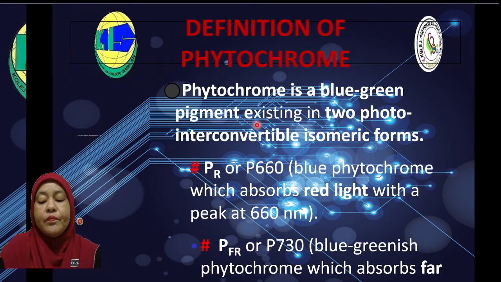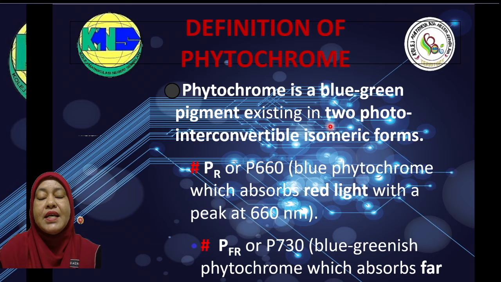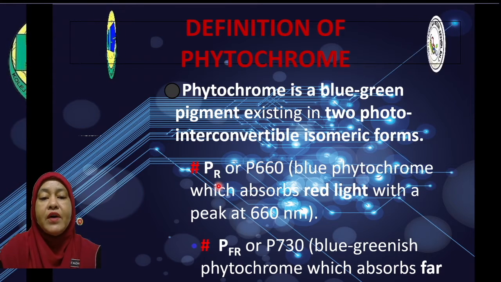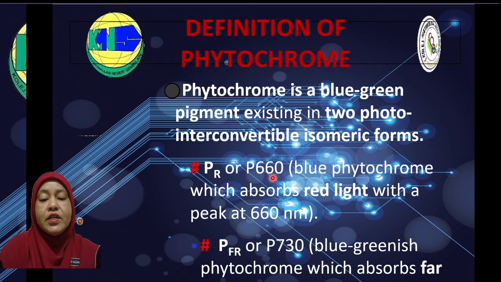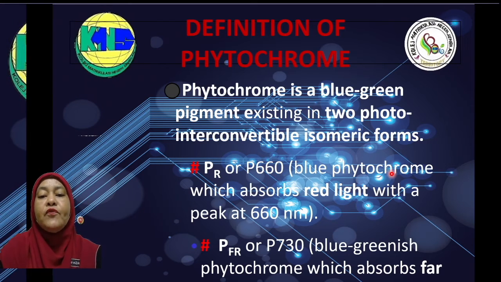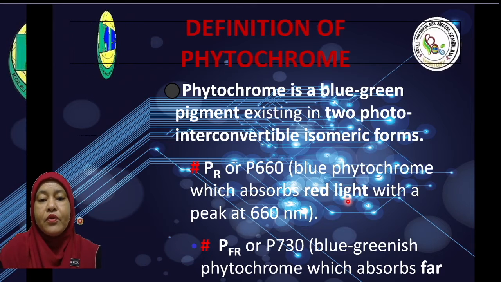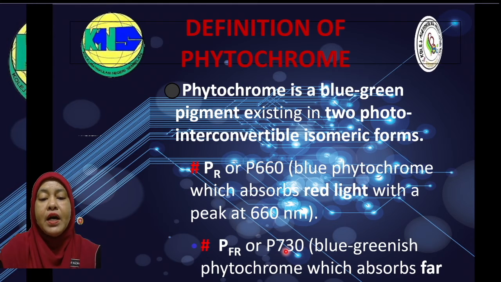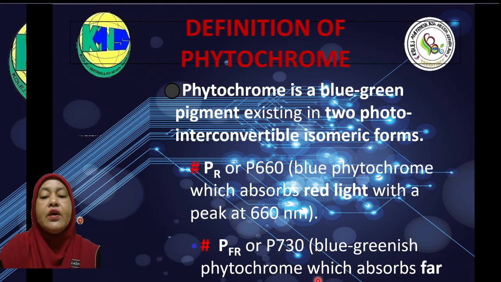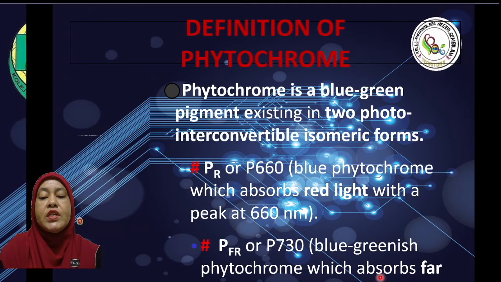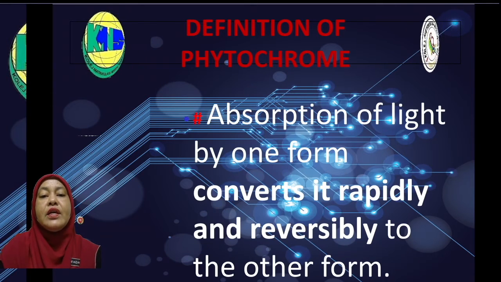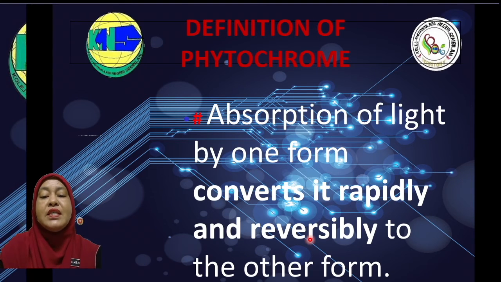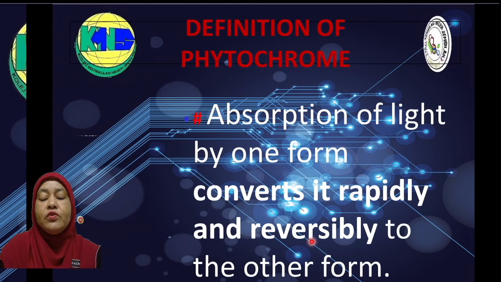How do we define phytochrome? Phytochrome is a blue-green pigment existing in two photo-interconvertible isomeric forms. One is PR, or P660, a blue phytochrome, which absorbs red light. Another one is PFR, or P730, a blue-greenish phytochrome, which absorbs far red light. Absorption of light by one form converts it rapidly and reversibly to the other form.